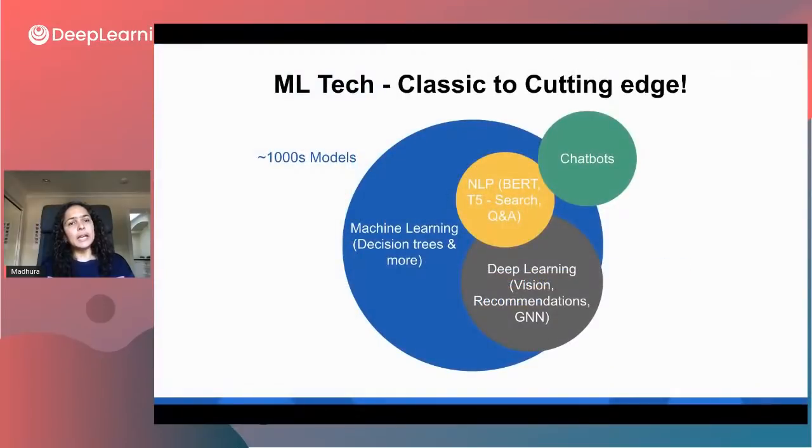And as I was saying, we have thousands of models in production, where some of them use the classic machine learning techniques like linear regression, decision trees, and all the way up to cutting edge deep learning: vision algorithms, document parsing services, recommendation services, graph neural networks, and we use transformer architecture and transfer learning for some of our NLP solutions.